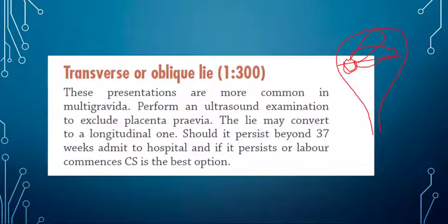For transverse lie, again, you have to perform an ultrasound. You can try the external cephalic version at 36 or 37 weeks. If it is not successful, then you go for cesarean section by 37 or 38 weeks.